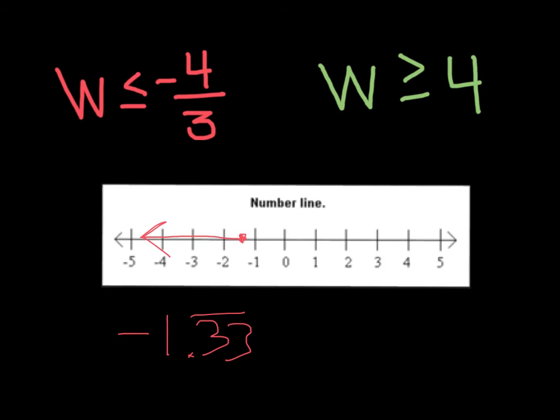My second inequality starts at 4, and that's also a closed circle going to the right. All numbers that fall on the lines will be solutions to my problem.